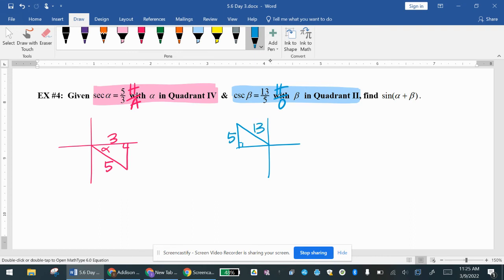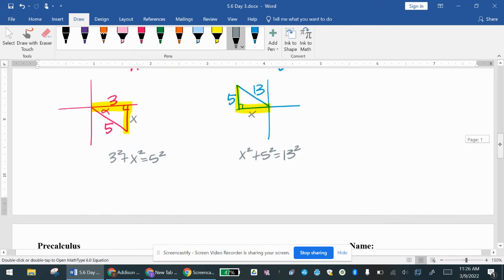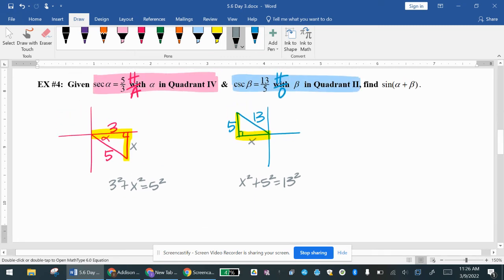Hypotenuse over opposite. Okay, and my job is to find the missing pieces. So remember, when you're setting up your Pythagorean theorem, the legs are the ones that are added and squared. So 3 squared plus x squared equals 5 squared, and x squared plus 5 squared equals 13 squared. So go ahead and pause the video, find those missing links. Be careful and make sure that you choose the correct sign, like is it positive or negative? Push play when you're ready.